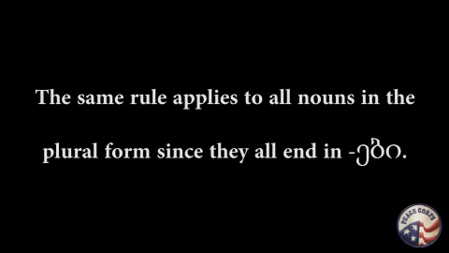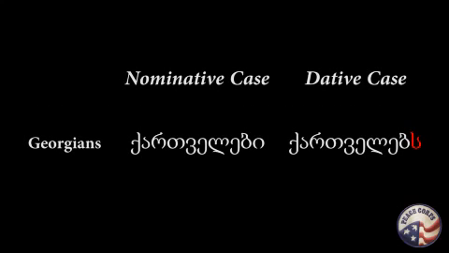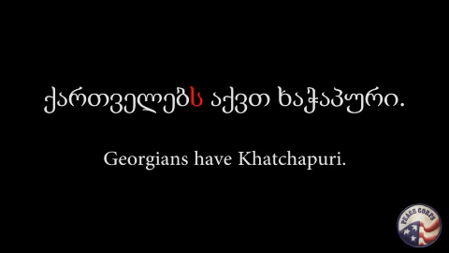The same rule applies to all nouns in the plural form since they all end in ebi. Let's discuss an example. Kartvelebi in the dative case is kartveleps. As you see, again the final letter E is dropped and S, the dative case marker, is added. The phrase for Georgians have khachapuri is kartveleps akvt khachapuri.